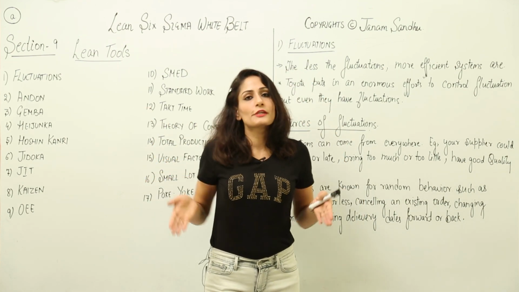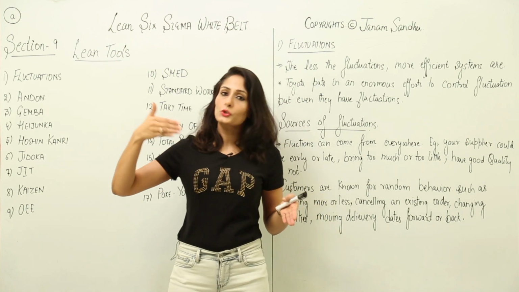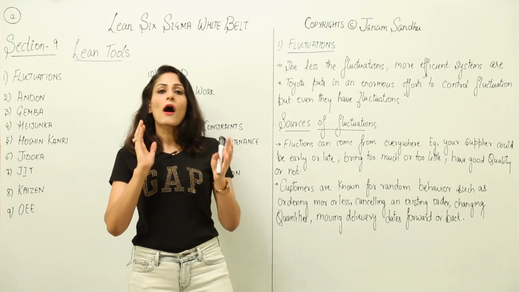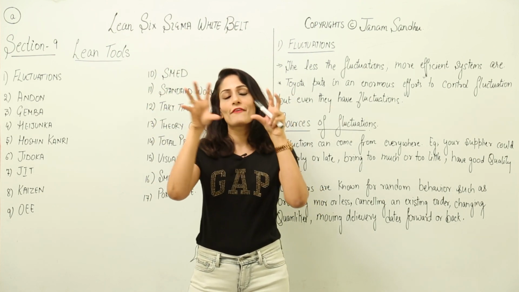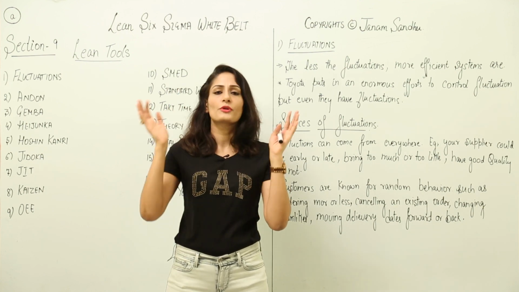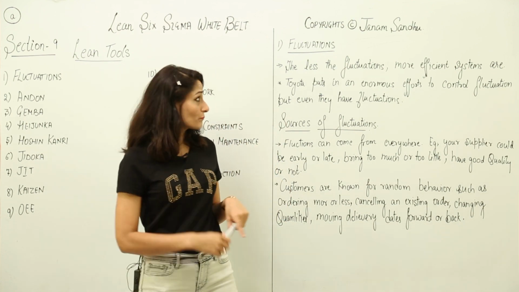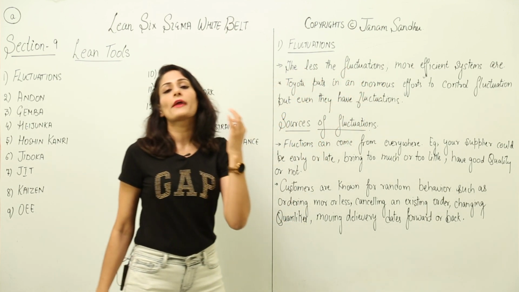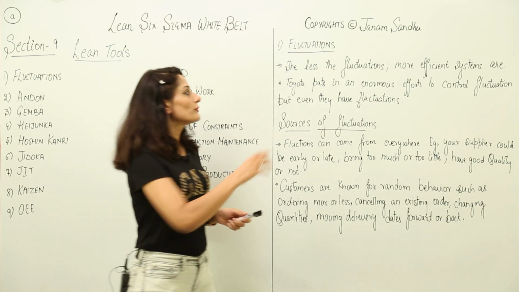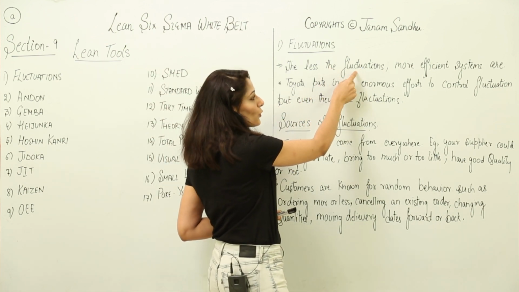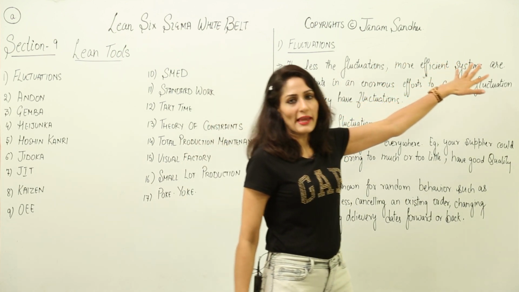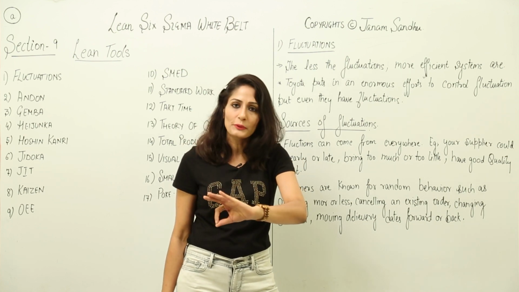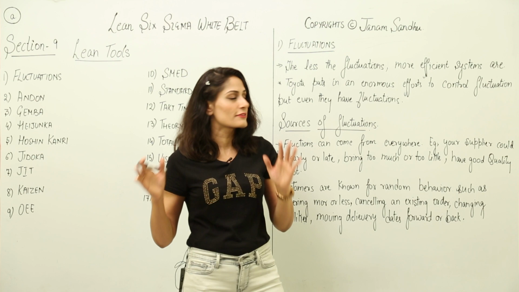We need to control these fluctuations so that whatever we are doing, whether producing something or offering some kind of service, fits the requirements suggested by the customer. So the bottom line is, the less the fluctuation, the more efficient the system is. If you can control these fluctuations, your systems would be efficient, and you would be better able to provide better services and meet your customer requirements.